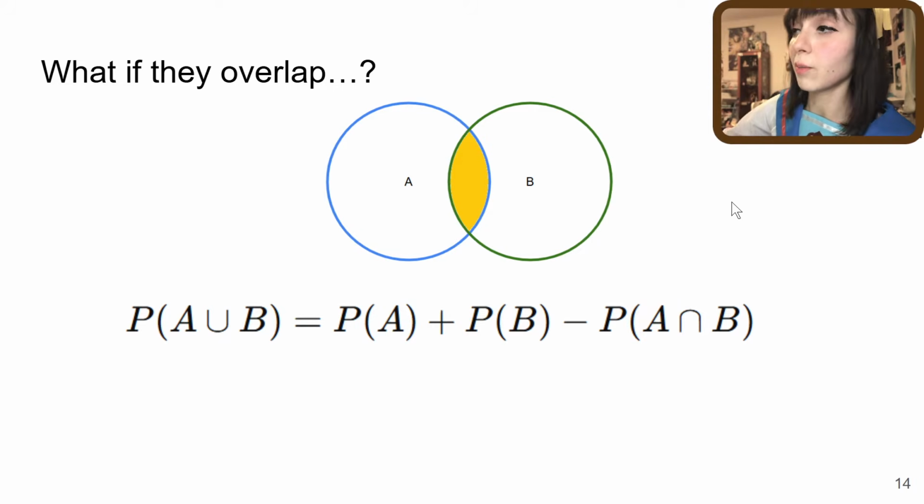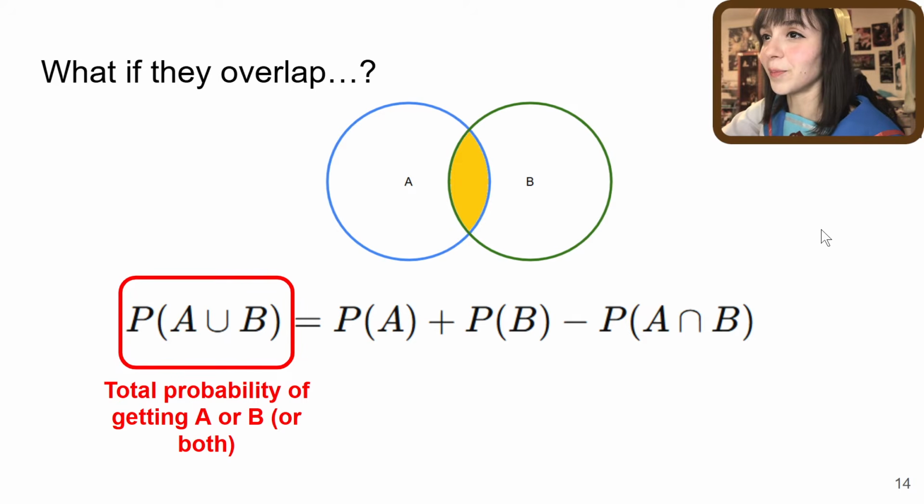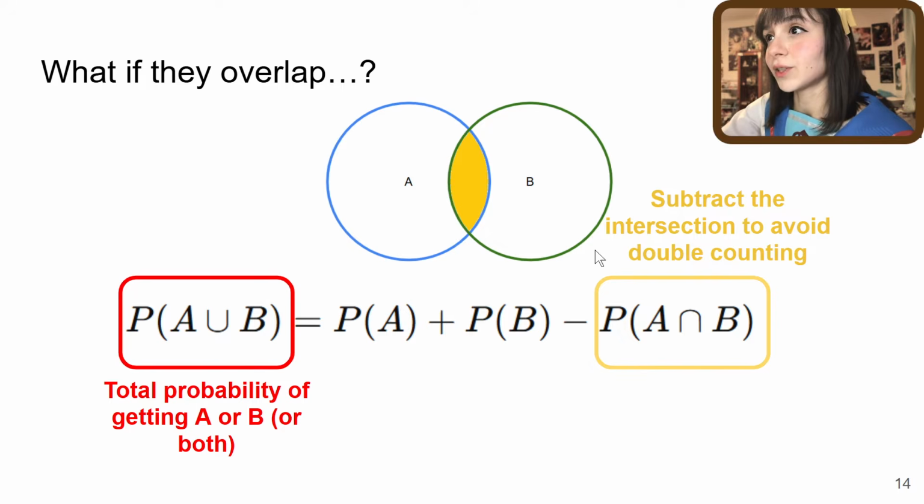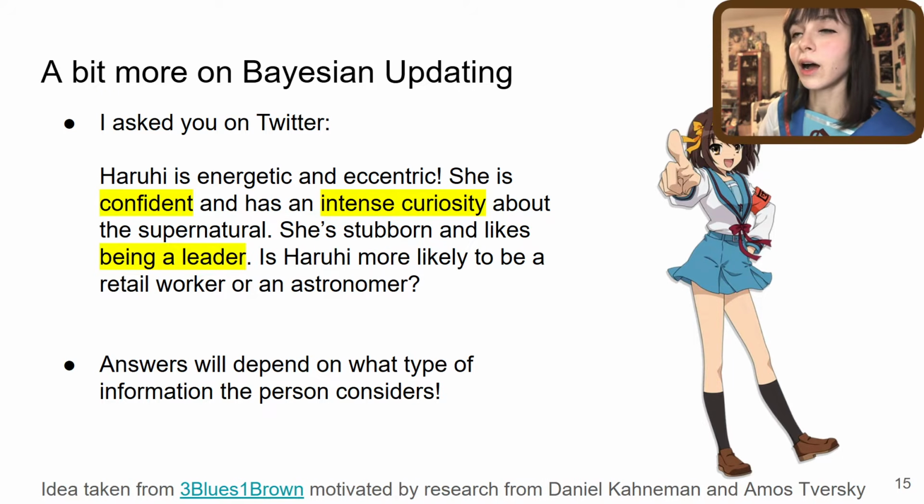And as you get more events that overlap, this equation just becomes more and more complicated, so I just thought I would explain the example for 2. So we have to avoid double counting by subtracting the intersection. Now a little bit more on this Bayesian updating and what this is even useful for.